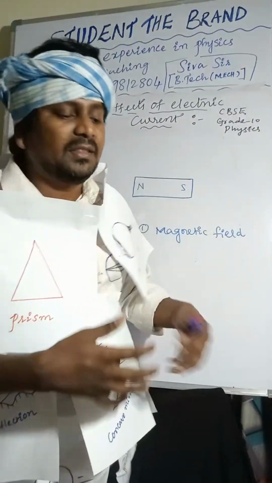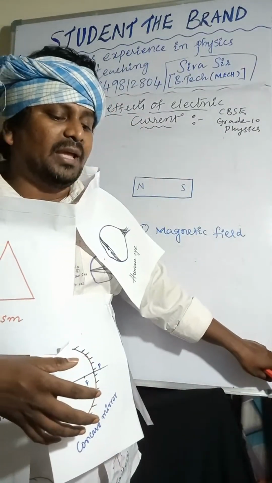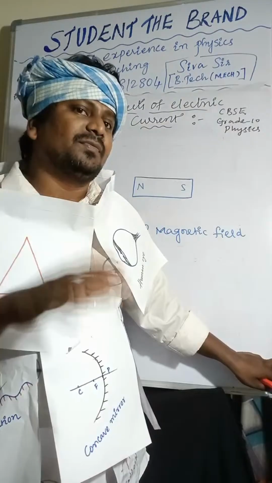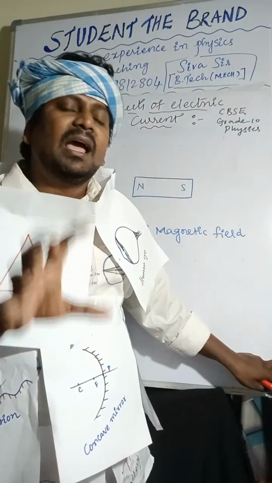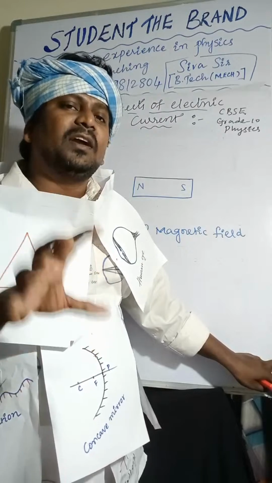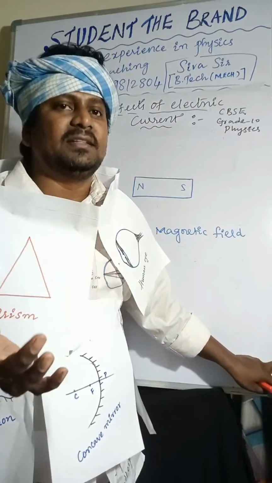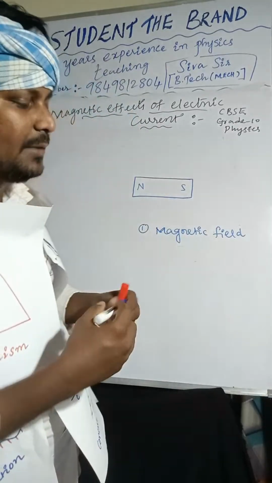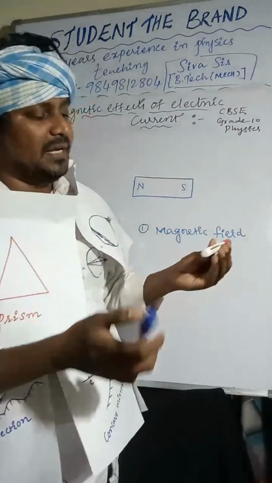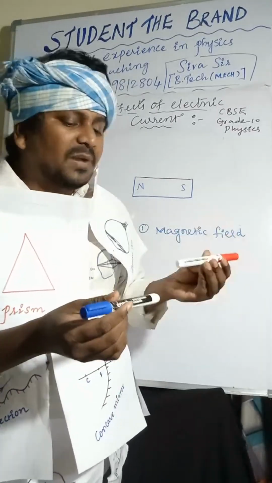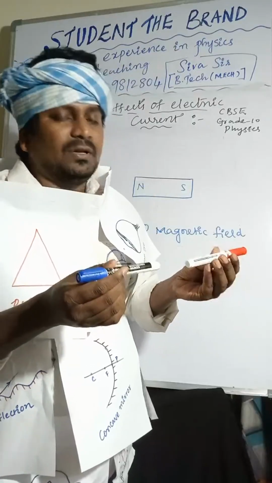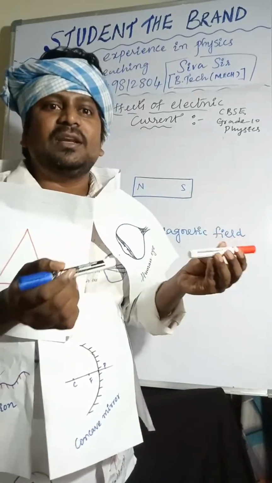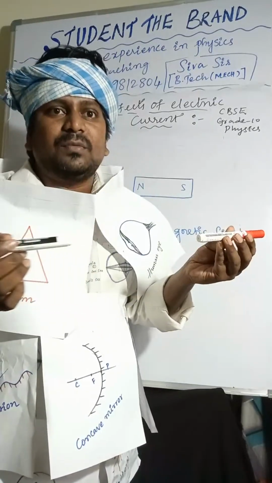So how will the field be? As I said, around the magnet the field will be there, in the form of field lines. If you take a certain region, this is a magnet and this is a magnet. At a certain distance only, this magnet will attract that magnet. If you move away from it, it won't attract.